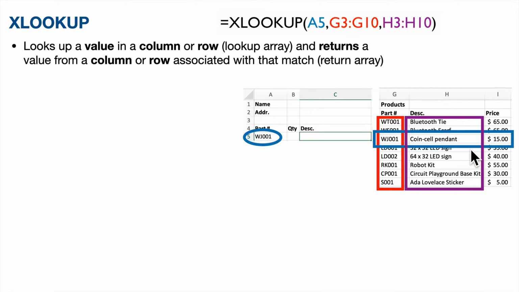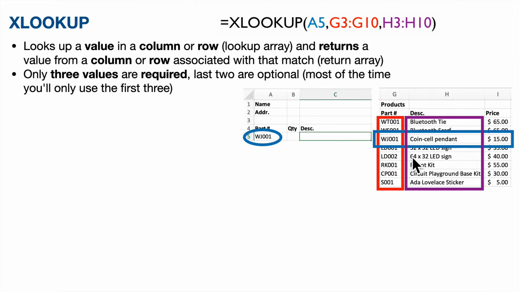So there are three required inputs or parameters for this function. A lookup value, in the example on this slide, we'll assume it's the value that we get from cell A5, so that would be WJ001. We have a lookup array. XLOOKUP will try to find the lookup value in the lookup array. Here the lookup array is this range under part number in column G. It's highlighted in red. And our return array. In our example, that would be this array highlighted in purple in the H column.